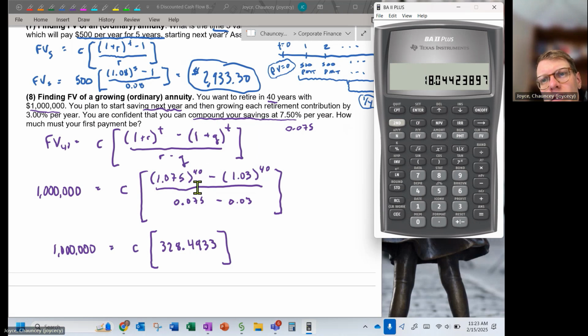So that figure, the 18, is the first term inside the hard bracket. So I'm going to save that number. And to do that, I'm going to go store 1. Then I'm going to calculate the value of the 1.03 to the 40th. So 1.03 y to the x 40 equals, that's the second term. So I'm going to save that and go store 2. Then I'm going to do the denominator, which is going to turn out to be 4.5%, but let's just go ahead and do it. 0.075 less 0.03 equals store 3. That's the third number I'm calculating.